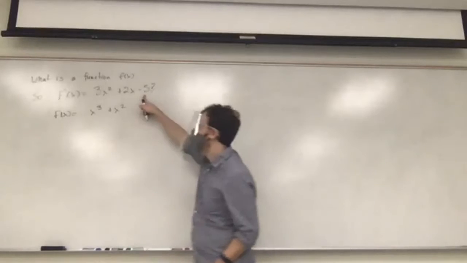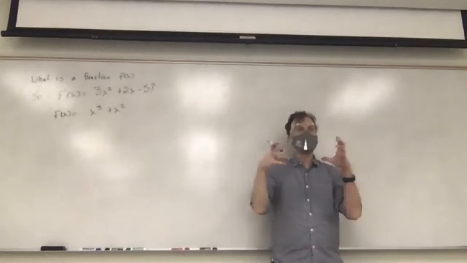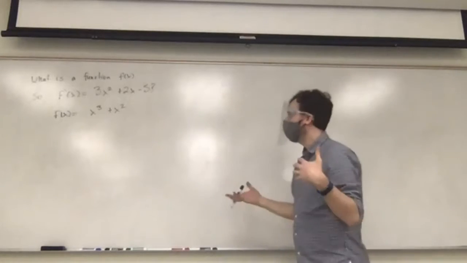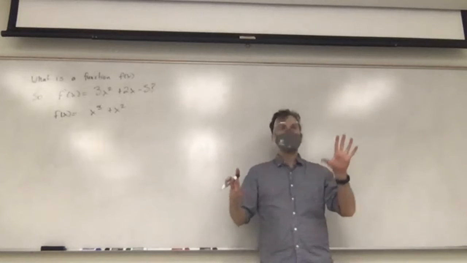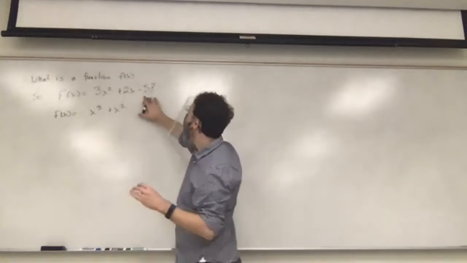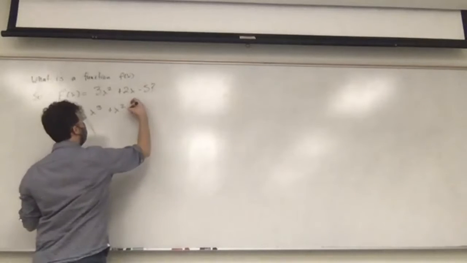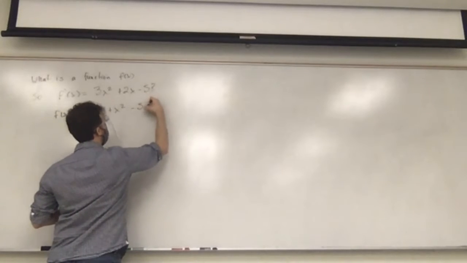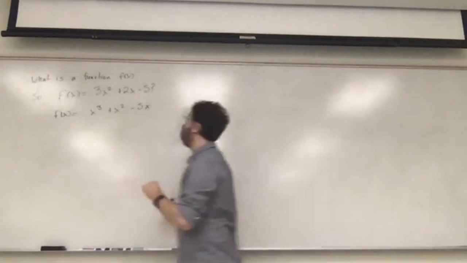For the minus 5, we need to think, when did we end up with just a constant? And that was when we had just an x, and we dropped the x and just kept the coefficient in front. So if you ended with minus 5, then you must have started with an extra factor of x, minus 5x.